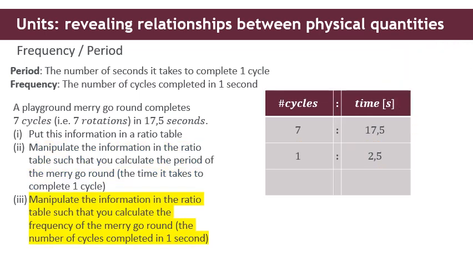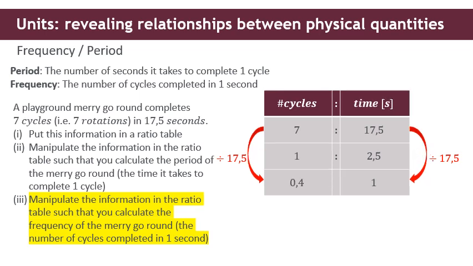Last question, we're going to calculate the frequency of the merry-go-round, the number of cycles completed in 1 second. So we want a 1 in that right-hand time column. In order to get to the 1, I'm going to divide by 17.5, which I also do on the left-hand side. Hopefully you can see that you could just as easily get the answer if you divided by 2.5 to go from the second line to the third line of that column. In either case, you're going to get the answer of 0.4 cycles in 1 second.